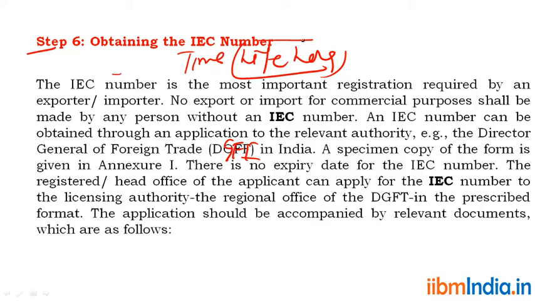Got it? So what are the things we have to remember in terms of the IEC number? First, the IEC number is the most important registration required by any exporter importer, and no export or import for commercial purposes and commercial activities shall be made without an IEC number. Second point, the IEC number can be obtained through an application to the relevant authority, that is called DGFT. Third, there is no expiry date for the IEC number, that is, it is lifelong. Fourth, numerous documents are required for submitting the IEC application.